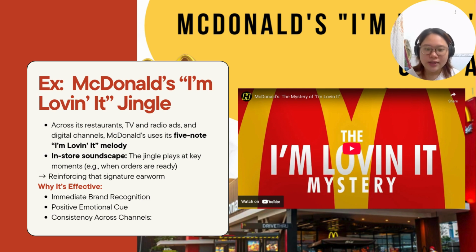And lastly, this campaign has consistency across all channels. Whenever you hear the five notes in the store, on radio, or online, the same sonic logo links all touch points into a unified brand experience. So basically, at any touch point, any channel where McDonald's exists, the five notes are the same and create the same experience for the customer when heard.